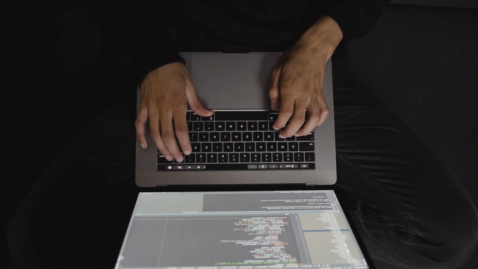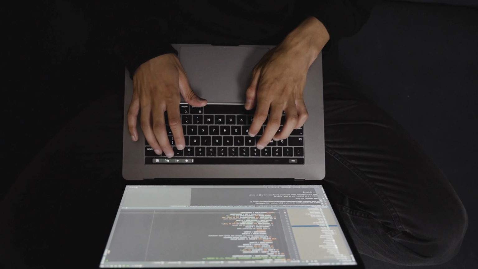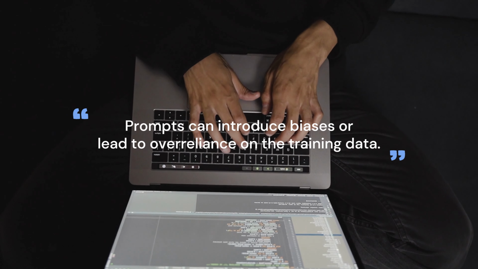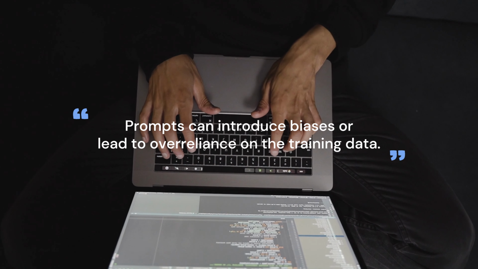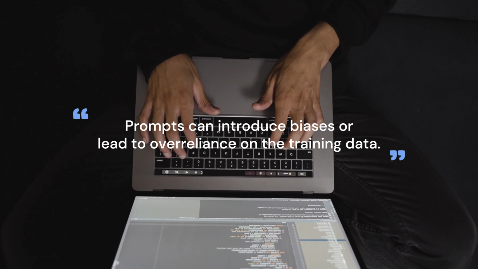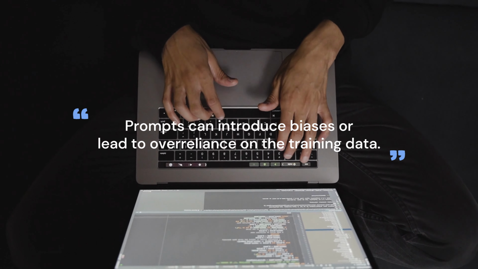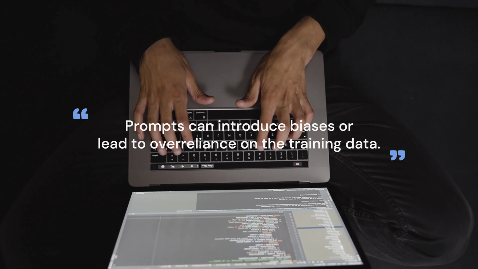It's important to note that prompts can sometimes have limitations. They can introduce biases or lead to over-reliance on the training data. Being aware of these nuances is crucial for responsible and effective use of large language models.